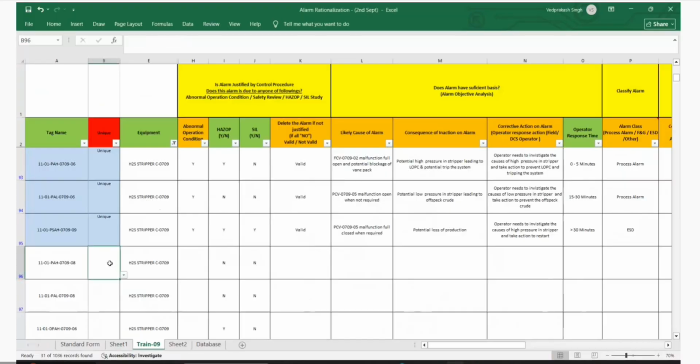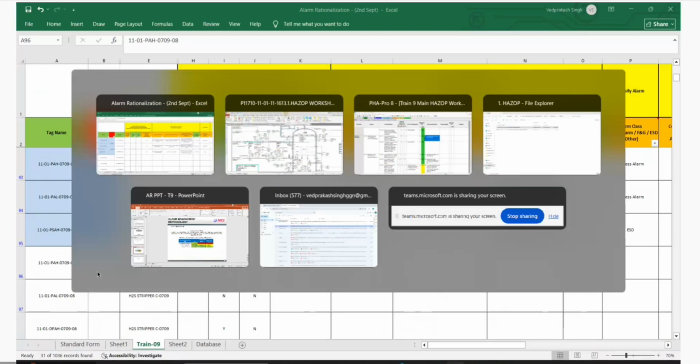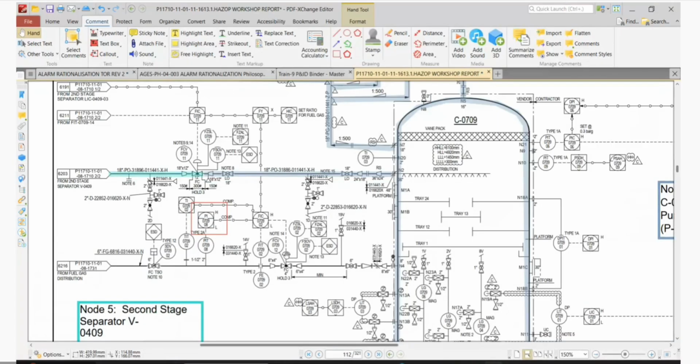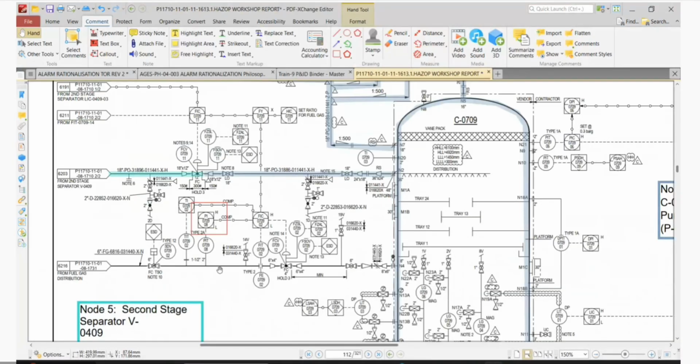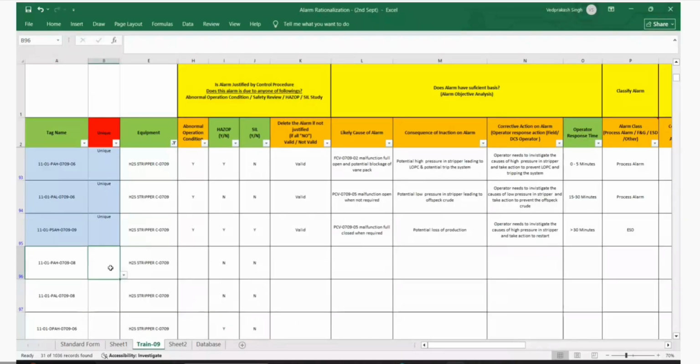And typical, correct? No. This is not typical because this is the stripping gas line. So this is unique, right? Yeah, this is a unique one. PAH and PAL. So where is PAH and PAL here? Unique, yeah. So I put unique, right? Put the unique.